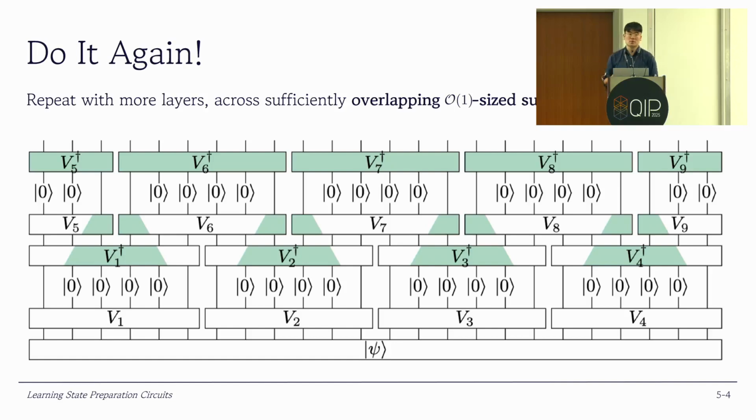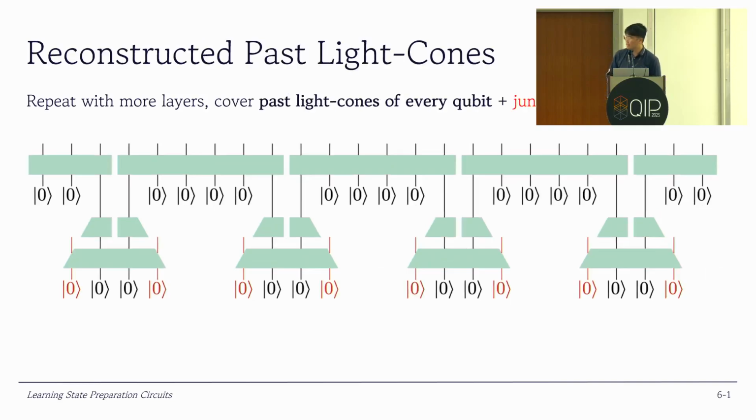The idea to cover these is pretty simple. You just repeat again, but now with a slightly different covering scheme. We repeat with more layers across sufficiently overlapping constant size subsystems this time to cover those original qubits that were missed in the first iteration. Doing so, we basically reconstruct the other remaining light cones to some degree, at least. Of course, this is a schematic. When you actually do this, you'll have to do this a bit more times in some particular covering scheme. But this is the idea.